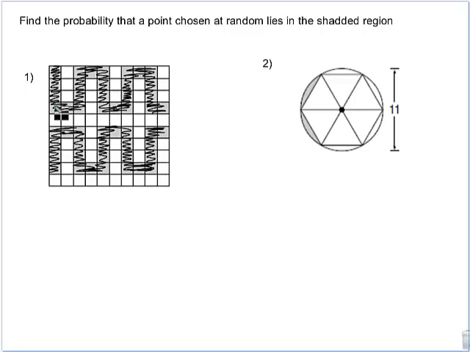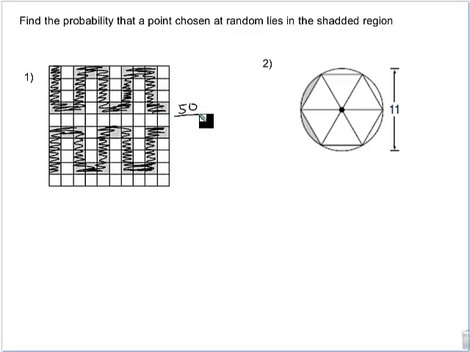1, 2, 3, 4, 5, 6. So I think there's 25 up there. Does it look like you have the same pattern here? Yep, so how many total? So there's 50 total that are shaded.